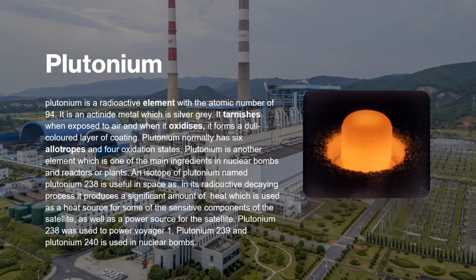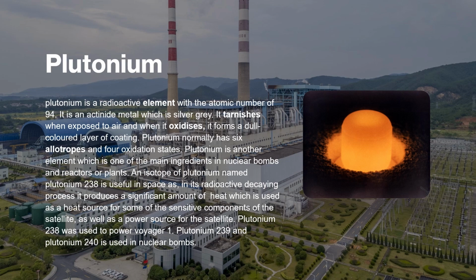Plutonium. Plutonium is a radioactive element which has the atomic number of 94. It is an actinide metal which is silvery gray. It tarnishes when exposed to air, and when it oxidizes it forms a dull colored layer of coating. Plutonium normally has 6 allotropes and 4 oxidation states. Plutonium is another element which is one of the main ingredients in nuclear bombs and reactors or plants.